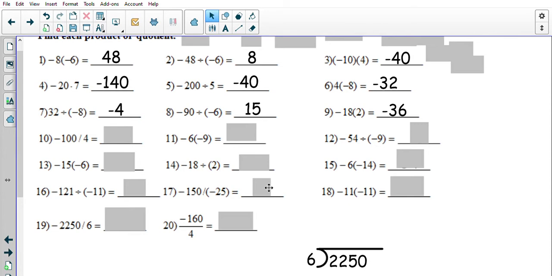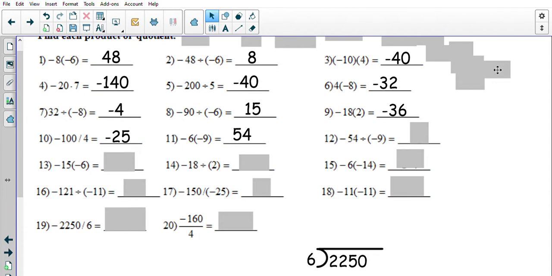Number 10, I'm representing division with a slash instead of using the division symbol, but it still represents division. So I've got -100 divided by 4. I know 4 goes into 100 25 times. Since the signs are different, I know my solution is going to be -25. Number 11, -6 times -9. The signs are the same, so my answer will be positive. So we do 6 times 9 to get a solution of positive 54.